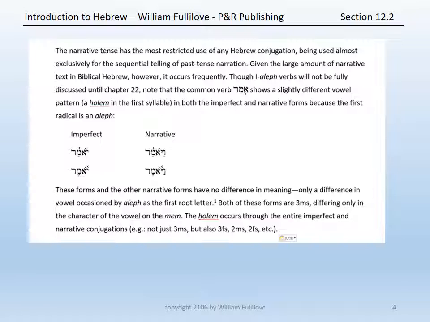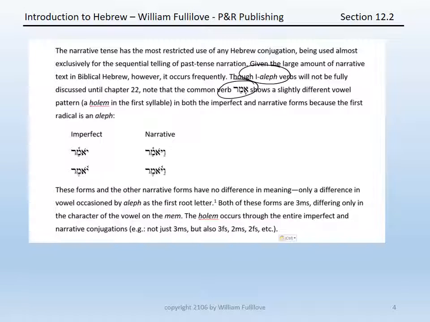The habit in this grammar has been to leave exceptions for the second half of the book, to first concentrate on simply understanding the verbal system well. And though we will largely take that methodology, we will note one separate issue here. First, aleph verbs will not be fully covered until chapter 22. But the verb amar, glossed as to say, is so common that we should discuss it now because you will see it regularly.